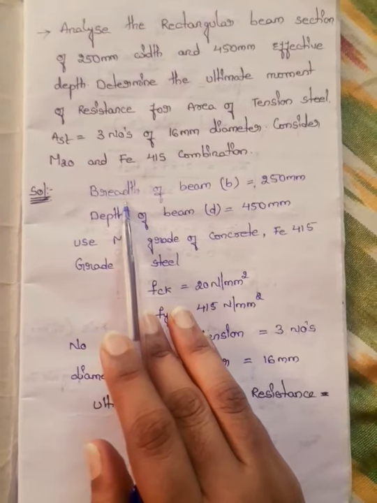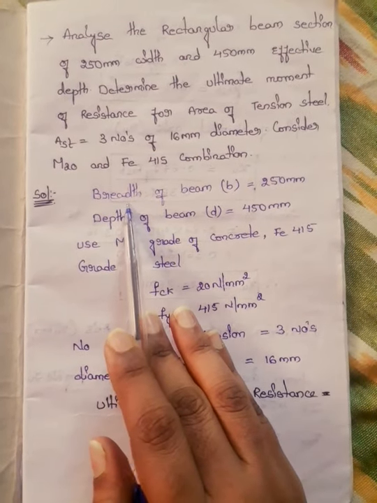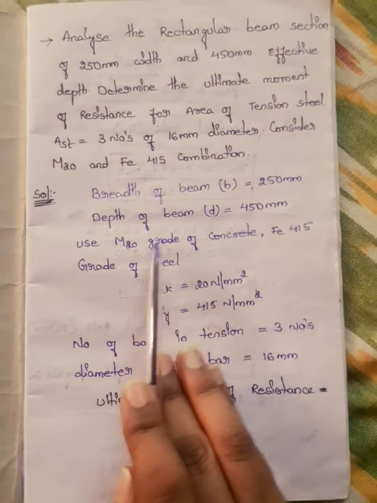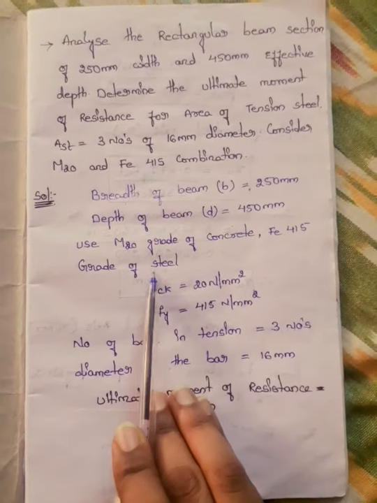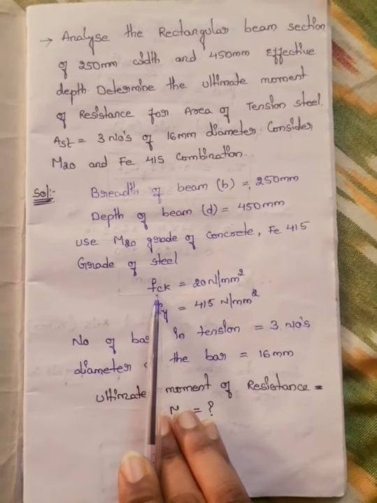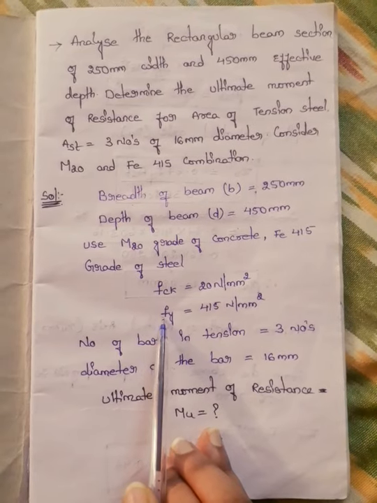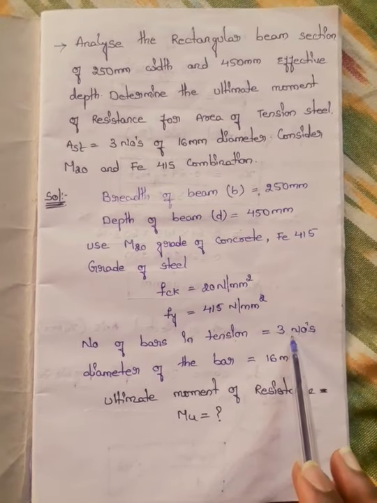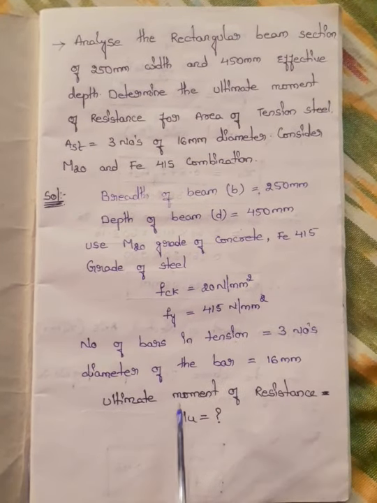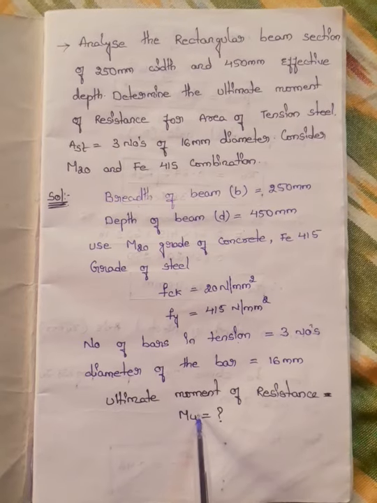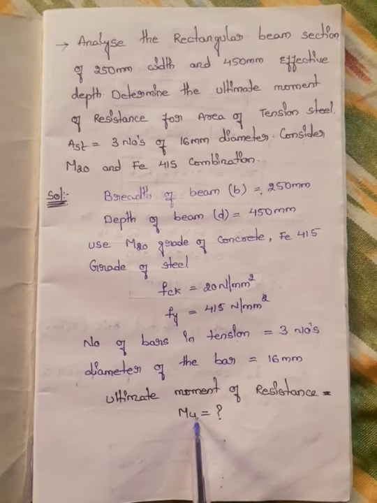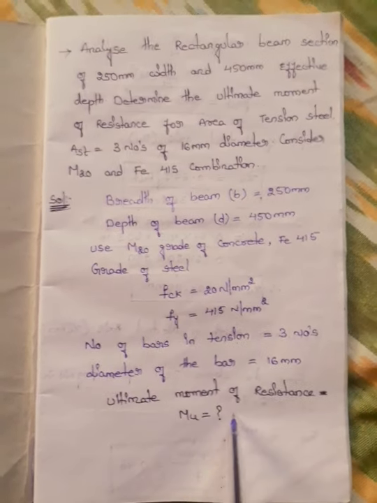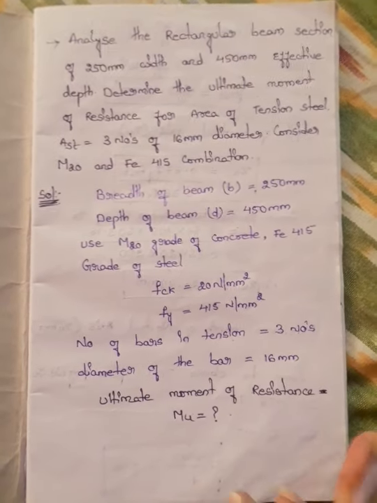So first we'll write down the given data. Breadth of the beam b is equal to 250 mm. Depth of the beam d is equal to 450 mm. M20 grade concrete and Fe415 steel, so that is fck equals 20 Newton per mm square and fy equals 415 Newton per mm square. It is also given the number of bars in tension, that is 3 number of bars, and diameter is 16 mm. So what is asked to find out? We need to determine the ultimate moment of resistance. We know that ultimate moment of resistance is denoted with Mu. So we'll see now how to find the Mu.